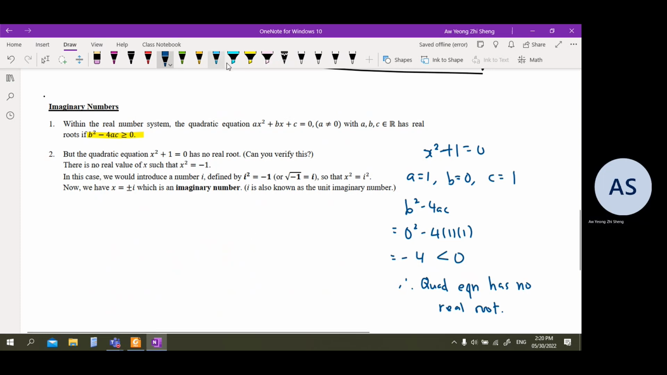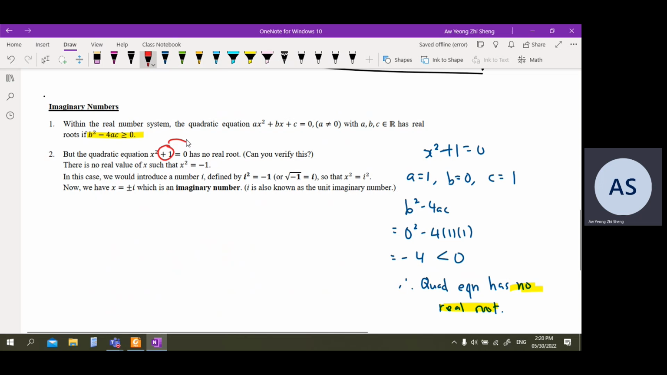So we usually say such an equation has no real roots, and in our P1 syllabus, it will just stop there. We won't proceed further to solve for x. We just say that it has no real roots. But now, in P3 chapter 10, we will learn how to proceed further when you have such a quadratic equation with no real roots. Point number 2, second line, it says, there is no real value of x such that x squared is equal to negative 1.